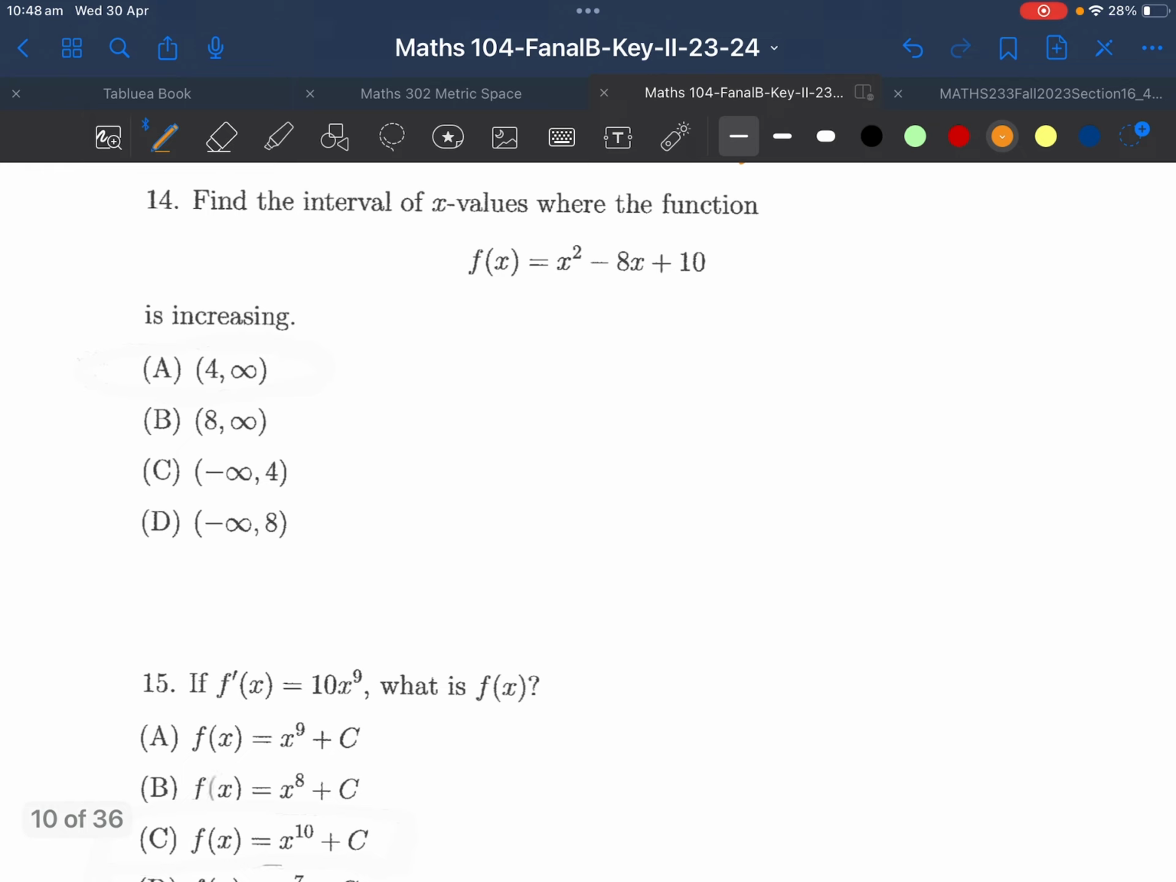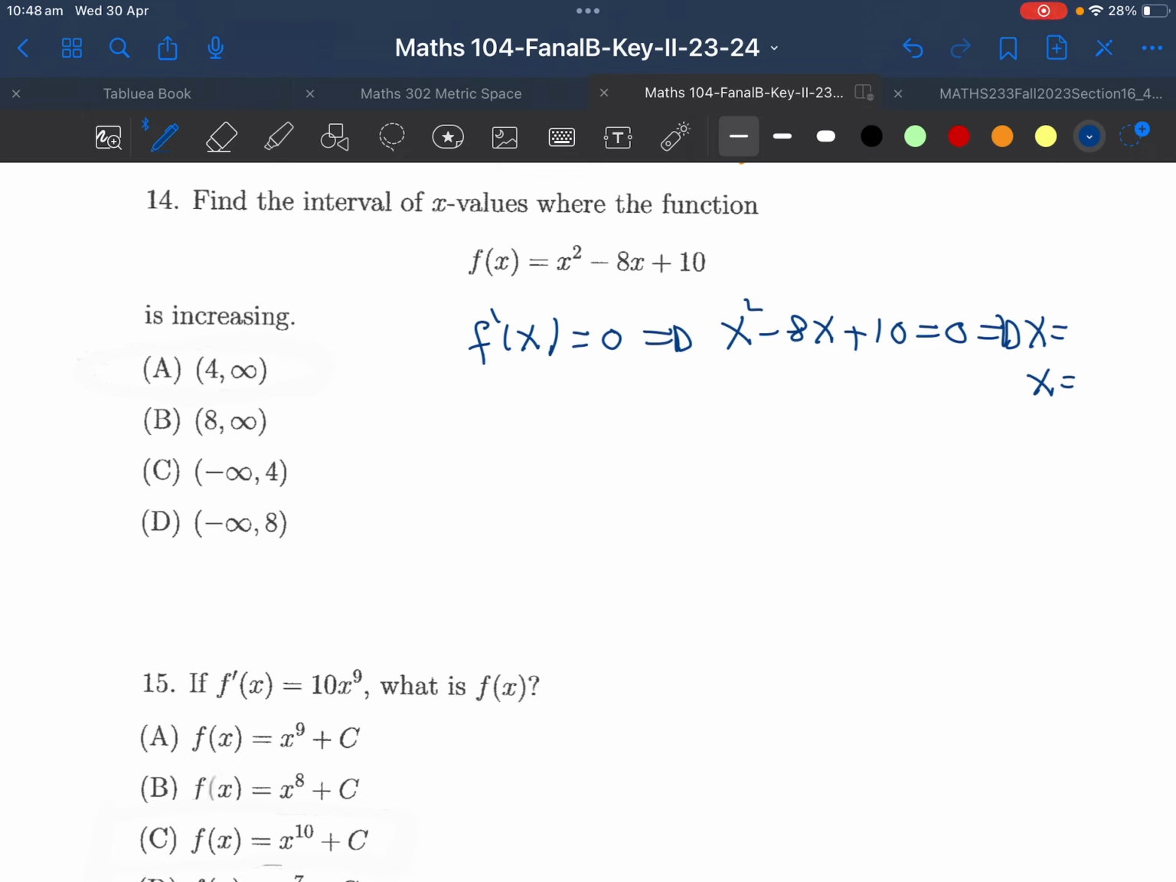Find the interval where the function is increasing. Remember, if we want to find where the function is increasing, we need to find the critical number. So we write it equal to 0. So we get x squared minus 8x plus 10 equal to 0. We get two numbers for the x.